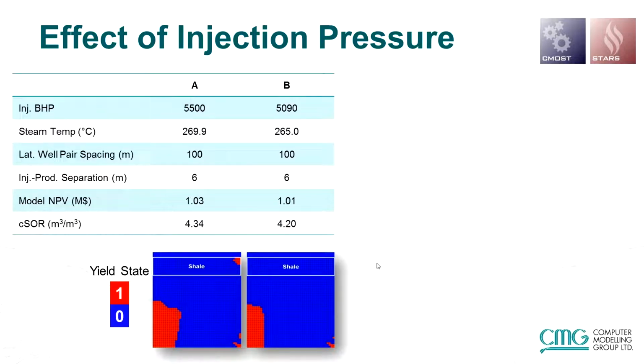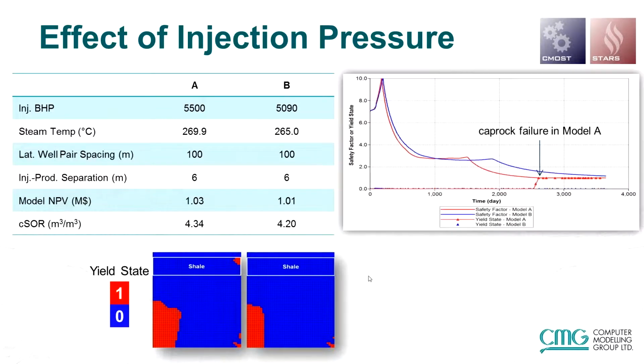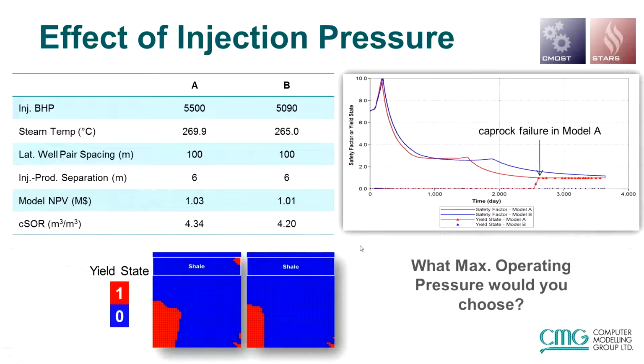So model A is obviously doing a better job in increasing your NPV slightly, but at the same time, it's causing the caprock failure. In looking at the safety factor with time, we see at about 2,500 days, the safety factor of model A goes down to 1, and that means failure. So that poses the question: what is the maximum operating pressure that you would choose in this case? The answer would be 5,090 kPa.